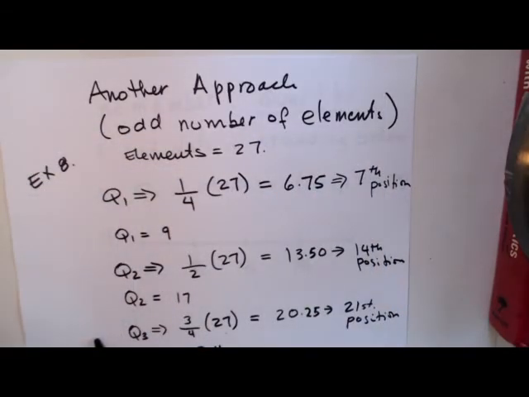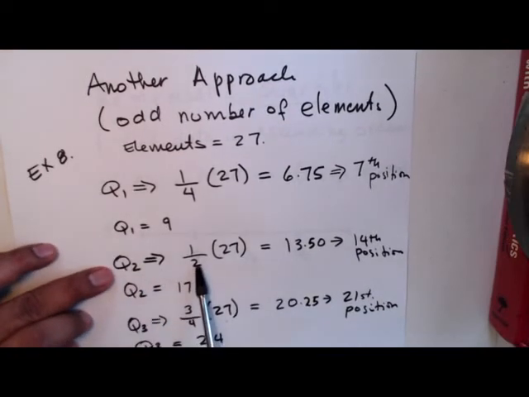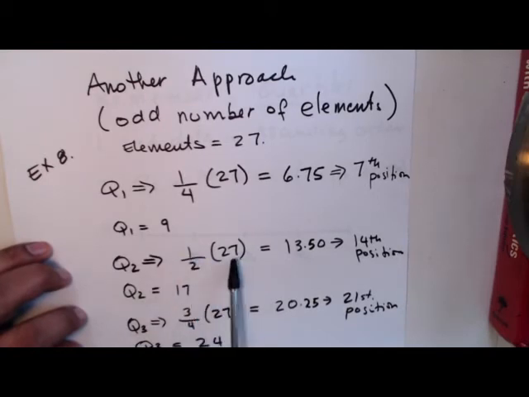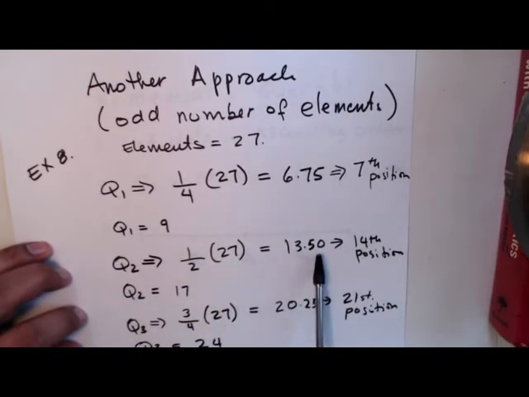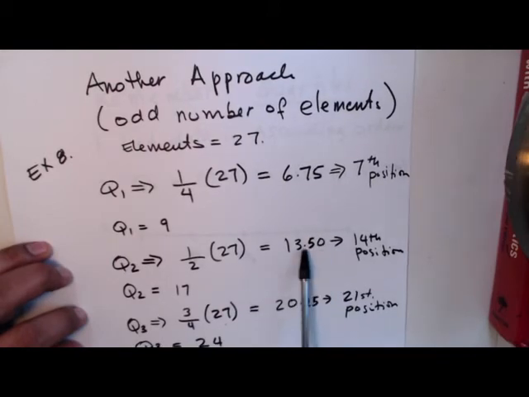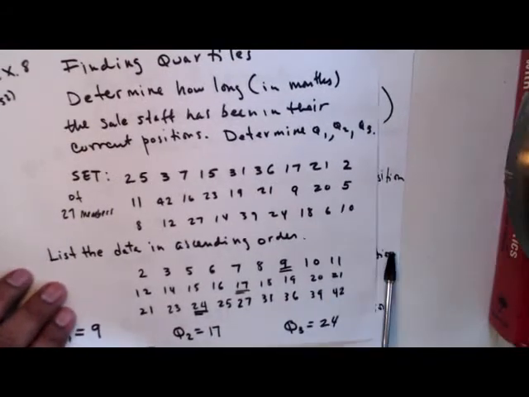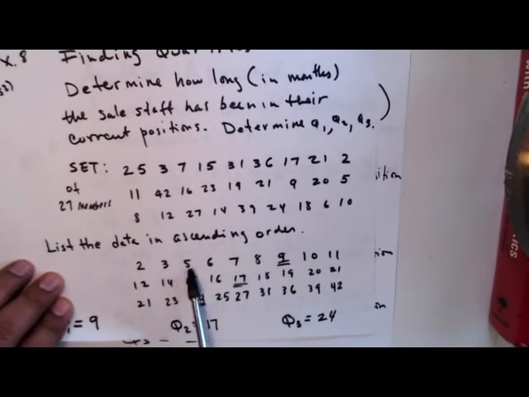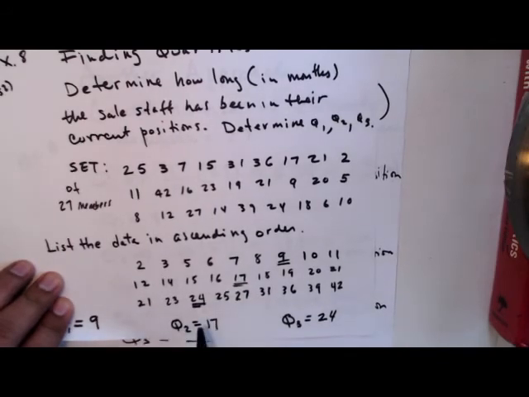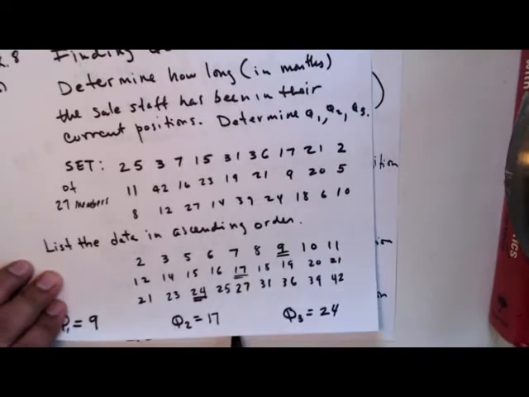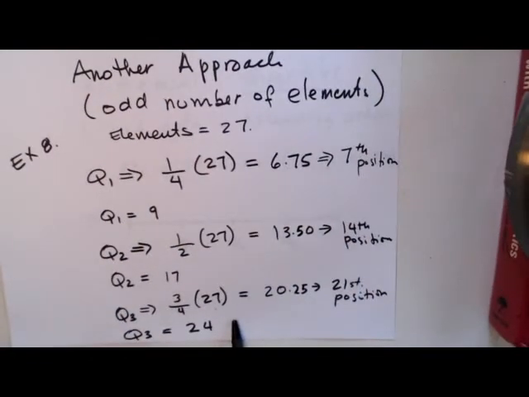Let's do the second one. The second one will be half, which is 50%. So multiply half times 27, you get 13.50. And this represents the 14th position. So we go back again to the data that we have, and then we go 1, 2, 3, 4, 5, 6, 7, 8, 9, 10, 11, 12, 13, 14. So that's Q2, which is right here. So Q2 is equal to 17. It's the number that is in that position.